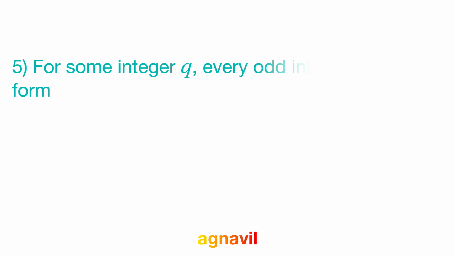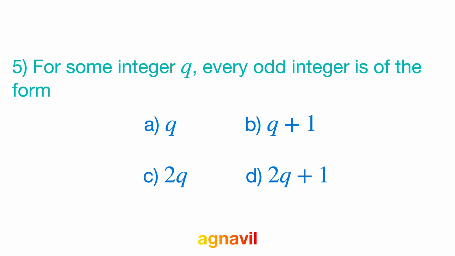For some integer q, every odd integer is of the form. We have four options: q, q plus 1, 2q and 2q plus 1. So this time I will not go through all the four options in detail. It will be repetition. In the previous question, we have already analyzed all the four options and how these numbers behave. And now you will know that option D, that is 2q plus 1, is the correct answer.